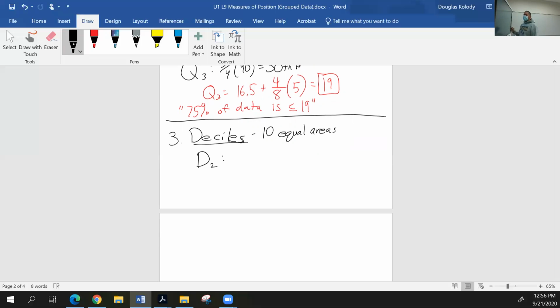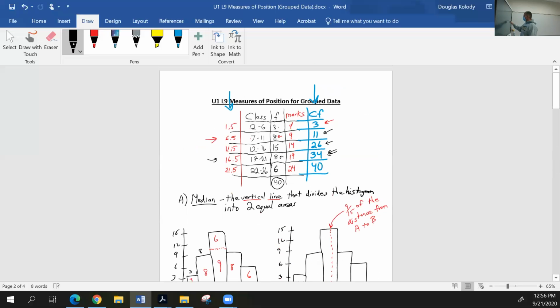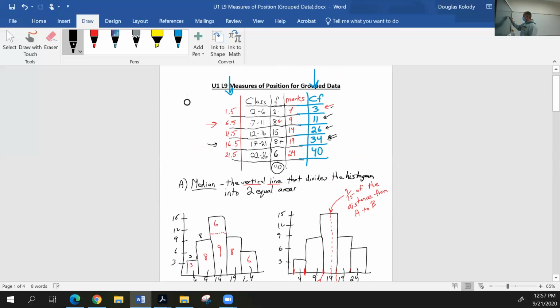So in terms of a fraction, the second decile is what, 2/10 of the way through the data? Well, what's 2/10 times 40? 2/10 times 40 is the 8th number. Which class does the 8th number put us in? Well, there's 3 numbers after one class, and there's 11 numbers after 2 classes. So the 8th number, I think you will all agree, falls somewhere within this second class.